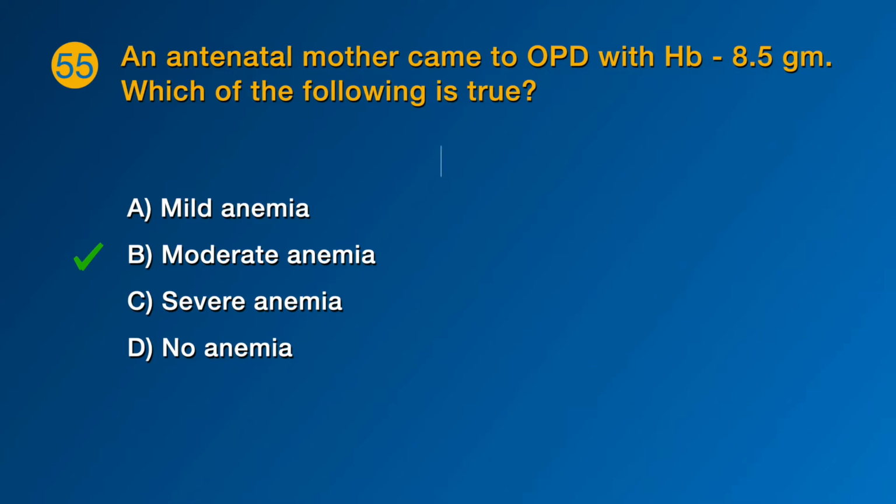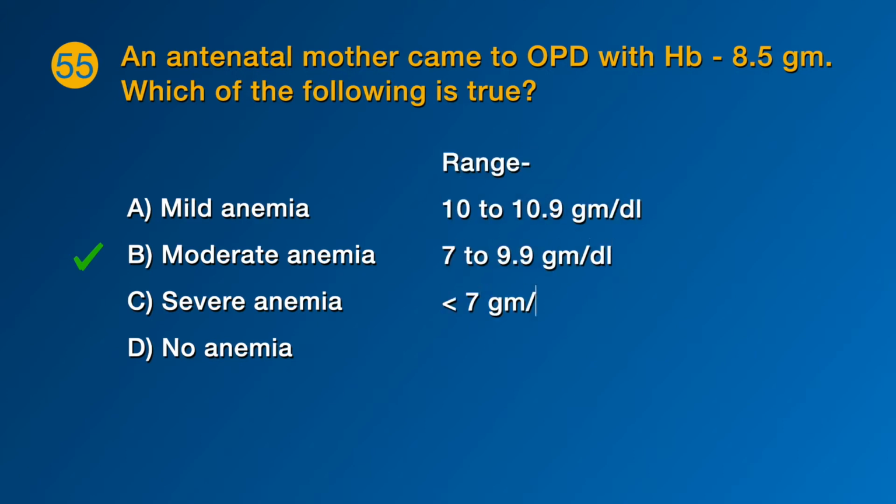The normal value of Hb is 12.1 to 15.1 gram per deciliter. If mother's Hb is between 10 to 10.9 gram per deciliter, it means mild anemia. If mother's Hb level is between 7 to 9.9 gram per deciliter, it means moderate anemia, and Hb level less than 7 gram per deciliter means mother is having severe anemia. But in the question, mother is having 8.5 gram per deciliter, so correct answer is B, moderate anemia.